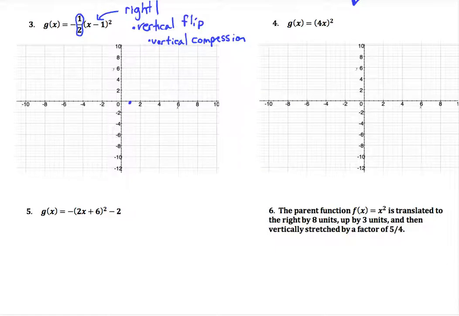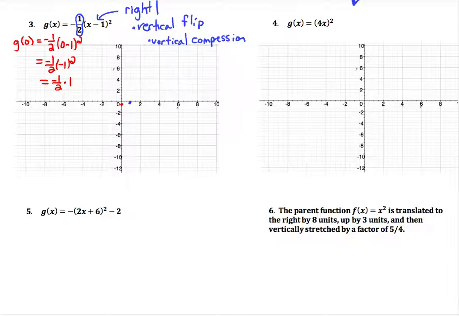We could go ahead and find the y-intercept again. That might be helpful. We could plug in 0, in other words. And so that would be -1/2 times 0 minus 1. So that would be -1/2 times -1 squared, which is just 1. So it's going to be -1/2 times 1, which is -1/2. So not very high right there.